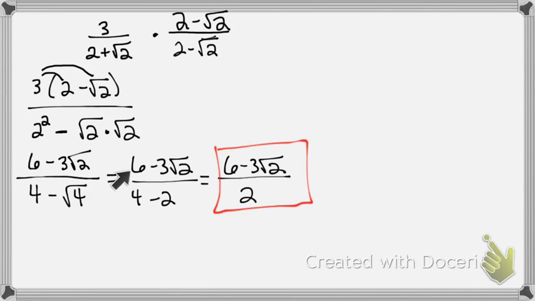Our numerator stays the same up here. Simplify 4 minus 2, and that gives me 2. Okay, and that would be your answer. Now, you can pause the video if everybody's not done writing this stuff down.